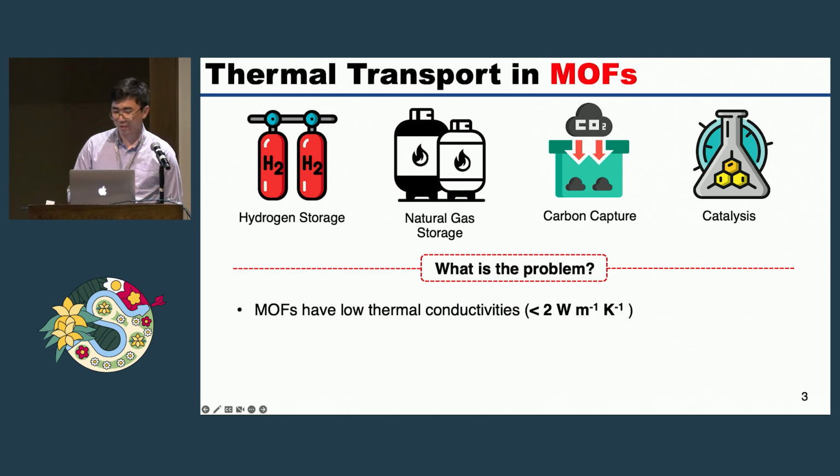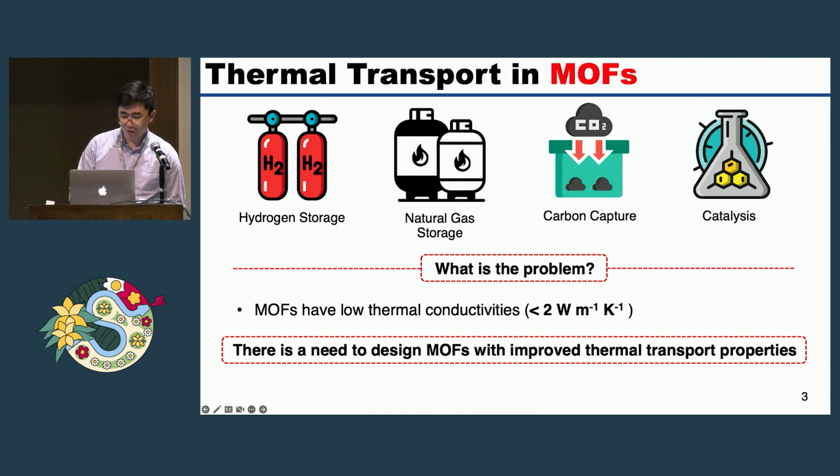For example, we know that adsorption is an exothermic process. So upon gas adsorption, a significant amount of heat is generated. If you don't dissipate that heat quickly enough, the temperature may rise, and at high temperatures the gases start to desorb. There's also a stability problem, since not many MOFs are thermally stable. So by solving this low thermal conductivity problem, we can also help solve the stability problem.